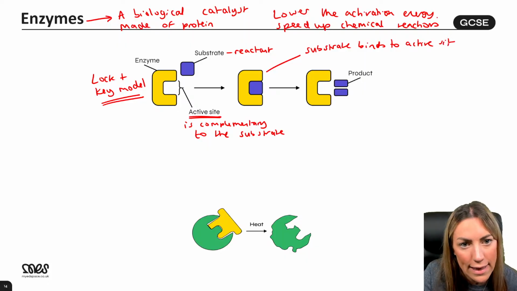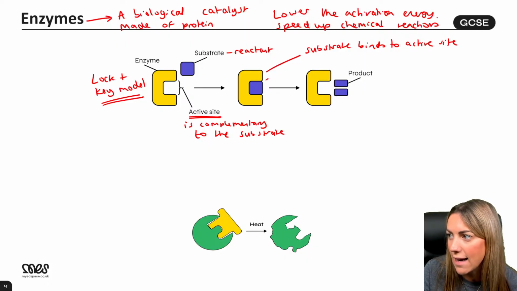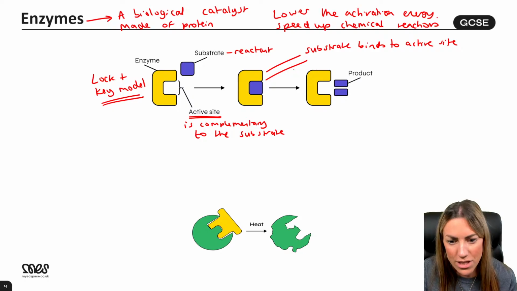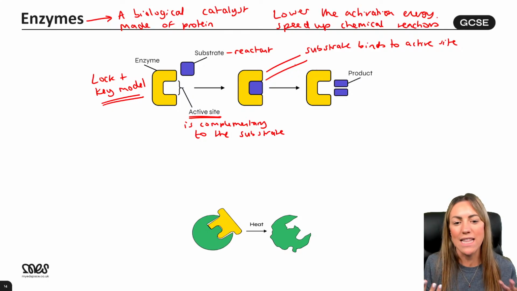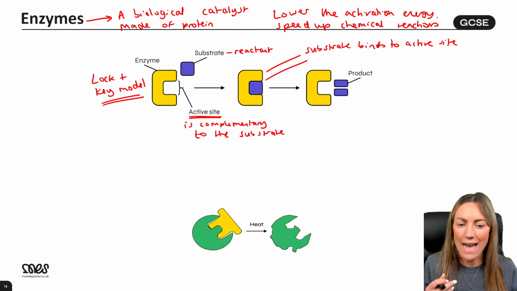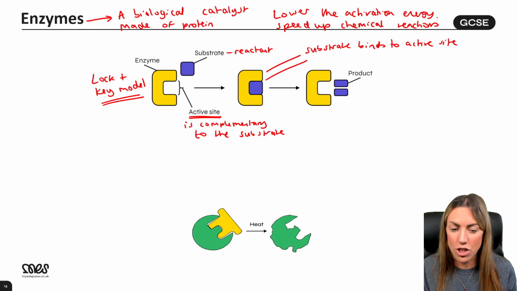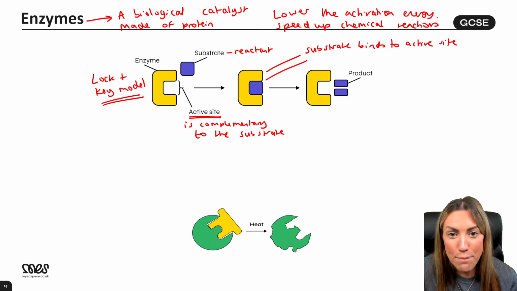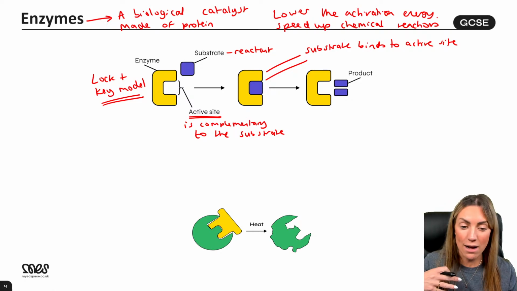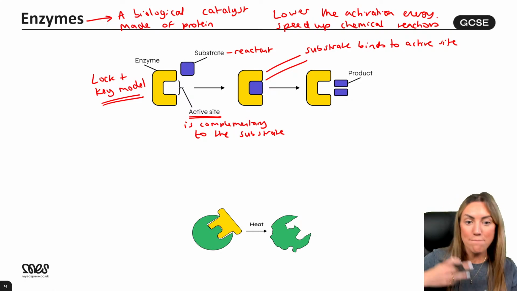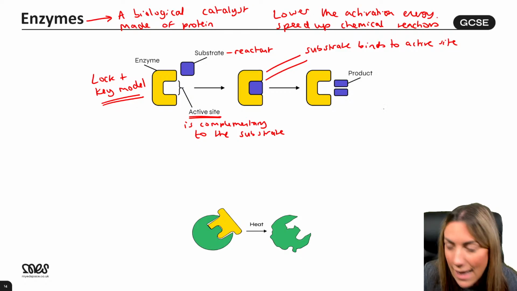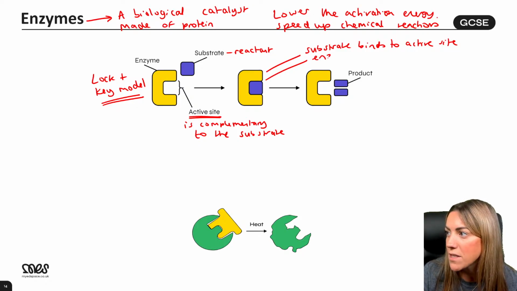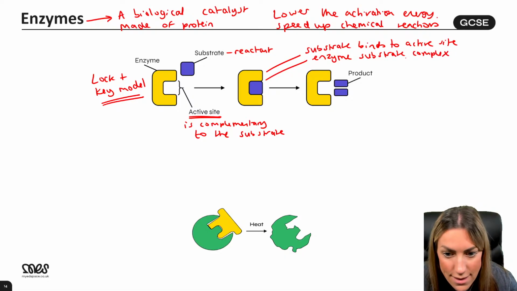What do we call this here when the substrate is bound to the active site? The substrate is just like the reactant. So if this enzyme was amylase, the substrate would be starch because starch binds to the enzyme's active site. Enzymes can break down things, they can build up things, they can break bonds, they can make bonds. Enzyme substrate complex, yeah. So when the substrate binds to the active site, we call it the enzyme substrate complex.